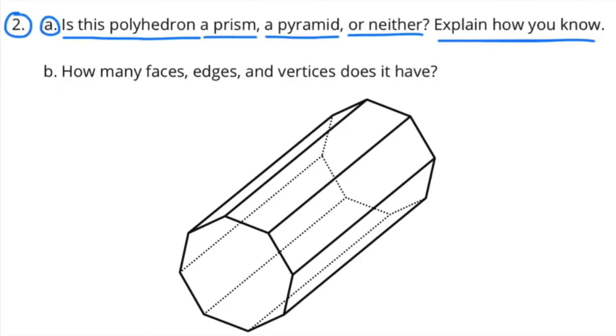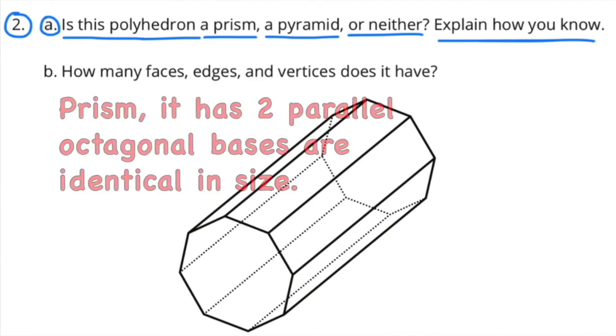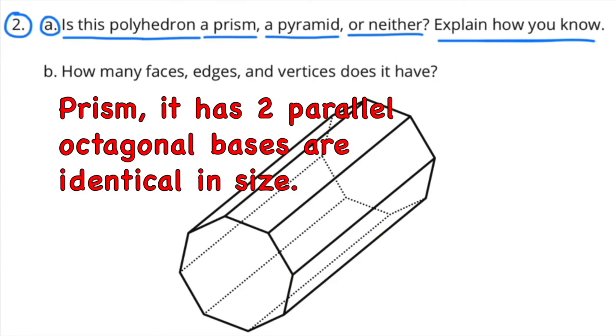Number 2A. Is this polyhedron a prism, a pyramid, or neither? Explain how you know. It's a prism. It has two parallel octagonal bases that are identical in size.